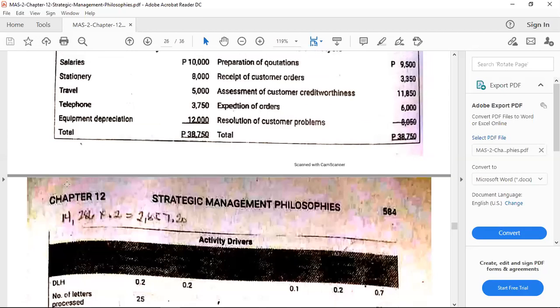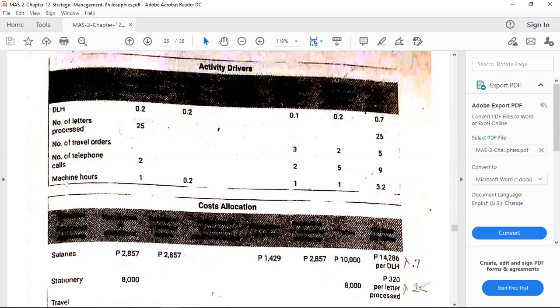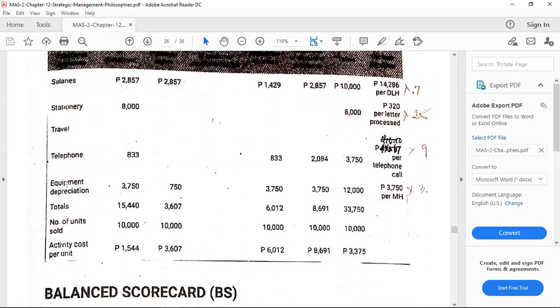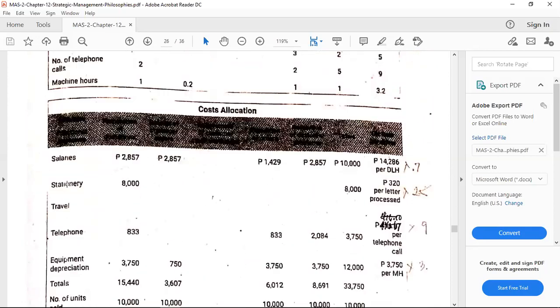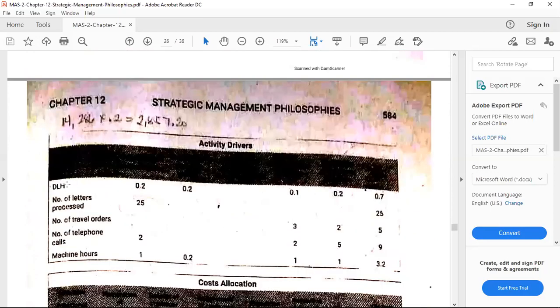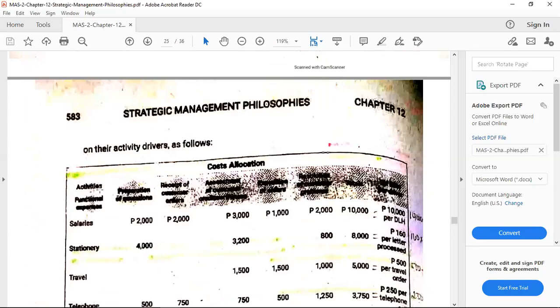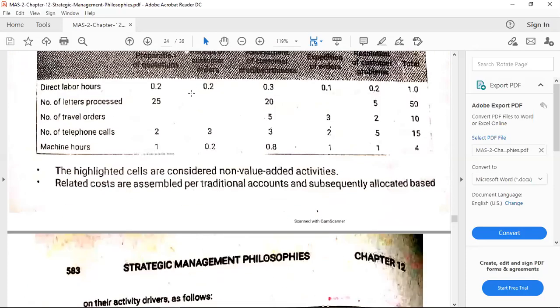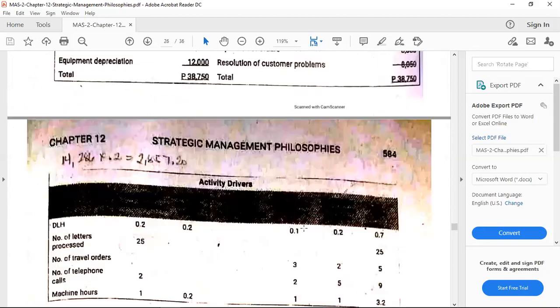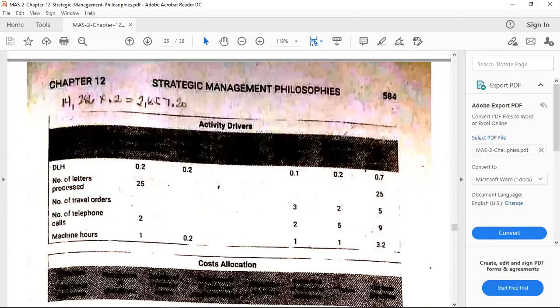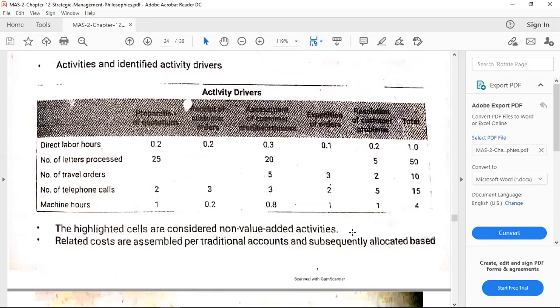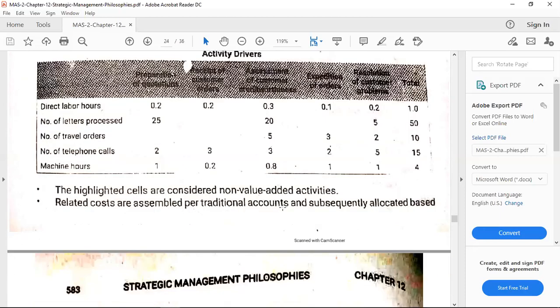So later on, the respective amounts are allocated based on the respective number of activities. Direct labor hours, for example, that's 0.2, 0.2, 0.3, and so on. But then the non-value added activities are eliminated. So probably these two here are not part because they are eliminated.